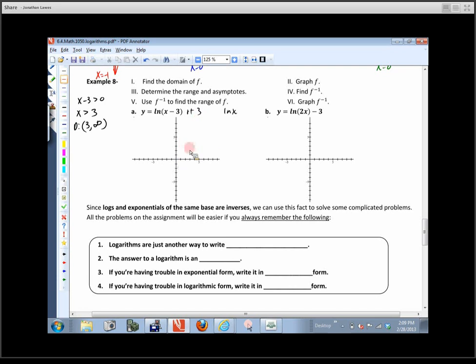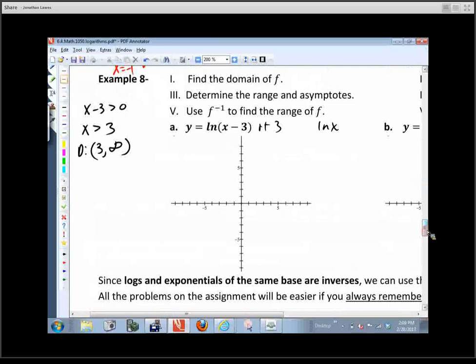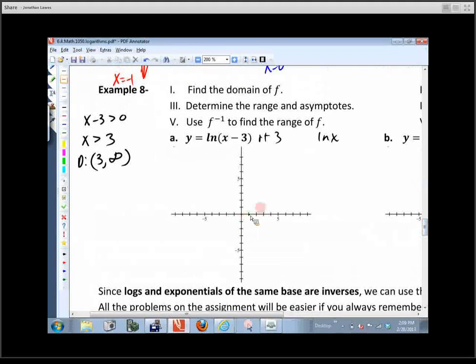So we're going to take that original parent graph, ln x, and we're going to move that 3 units to the right. It normally goes through these points and looks something like this. We're going to move it 3 units to the right. So it's not going to go through 1, 0. It's going to go through 4, 0. So it's going to go through right here. It's also not going to have a vertical asymptote of x equals 0. What's it going to have? X equals 3. So here's the vertical asymptote, x equals 3. So that logarithm is going to look something like this.